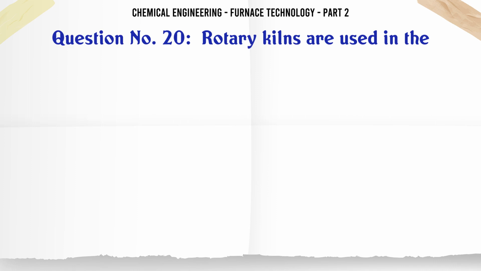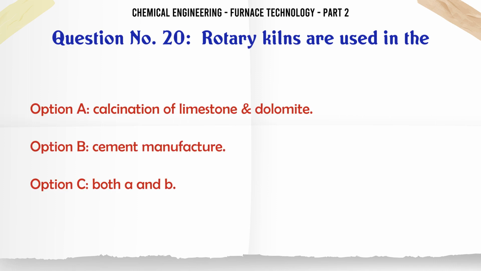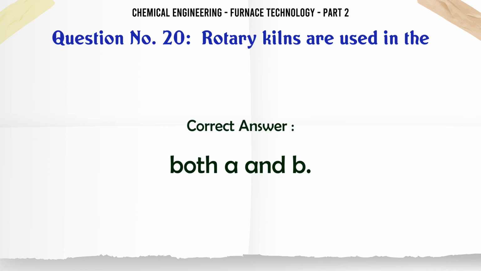Rotary kilns are used in the A. Calcination of limestone, dolomite. B. Cement manufacture. C. Both A and B. D. Neither A nor B. The correct answer is both A and B.